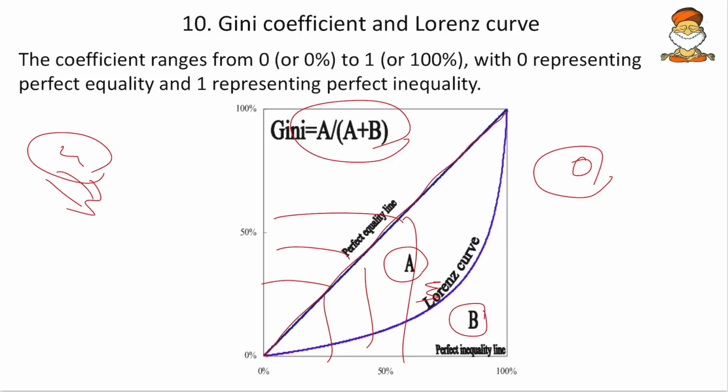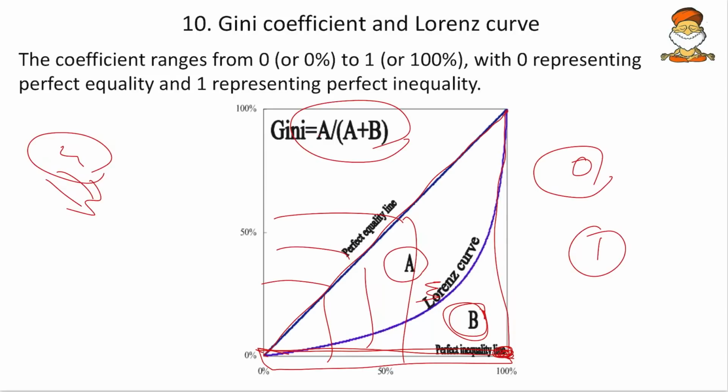But now you make B as 0. So if you make B as 0, obviously the Gini coefficient happens to be 1. So 1 means it is a square like this. So this point means absolute inequality. Say for example, 1% of property is being shared by 99% of the people and 99% of property is being shared by 1% of the people.